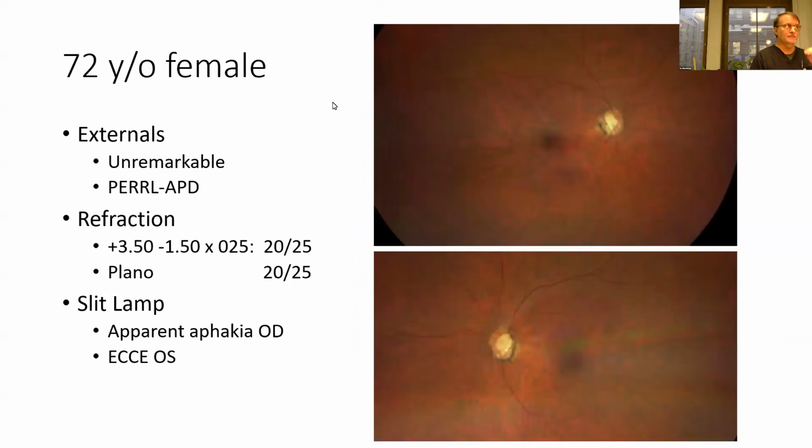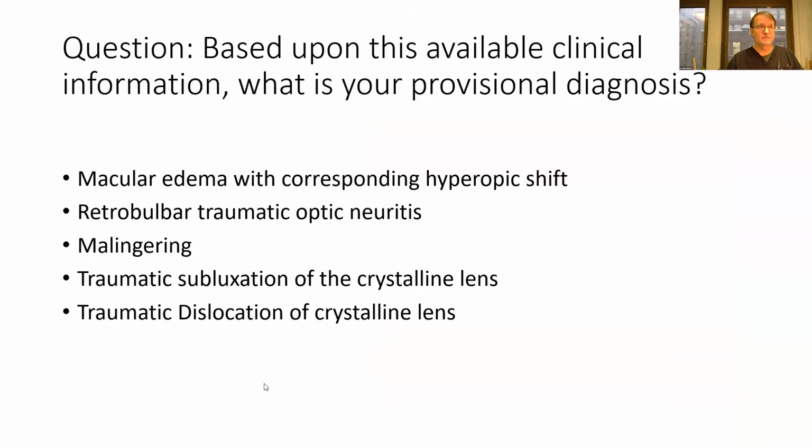So back to our case. The externals on this patient were unremarkable. Her pupils were normal. They were equal, round, respond to light, and there was no evidence of an afferent pupillary defect. The refraction was plus 3.50, minus 1.50 at 25, and her acuity in this case was 20/25 in the right eye and 20/20 in the left eye. The slit lamp showed apparent aphakia in the right eye and an extracapsular cataract extraction with an IOL well-centered and placed in the left eye.